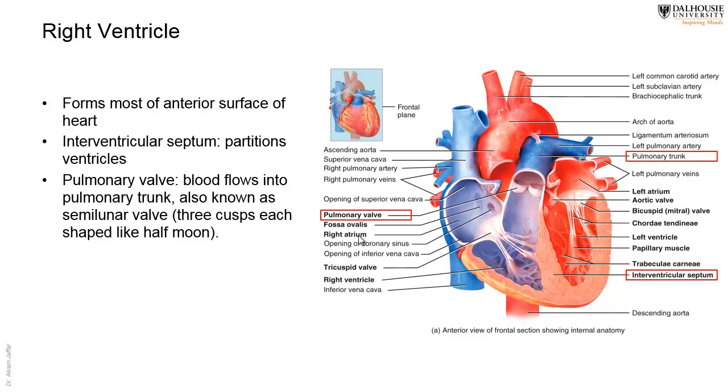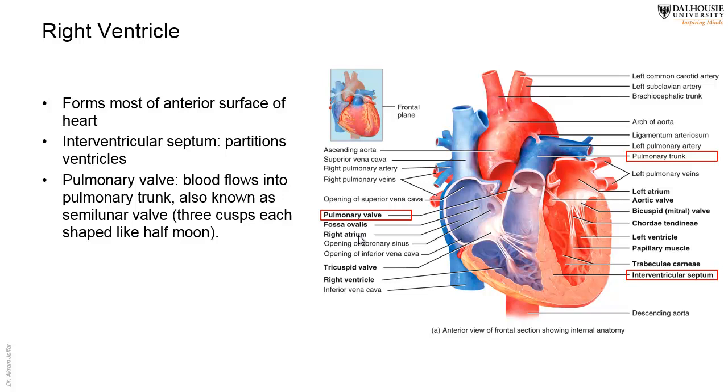And this valve has cusps or leaflets that you can see. These are the cusps. They look like half a moon, that's why they are semi-lunar. So they are called the semi-lunar valve. So the pulmonary valve is semi-lunar because it has 3 cusps that look like a moon, and these guard the opening here. And the blood will therefore be pumped from the right ventricle into the pulmonary trunk.